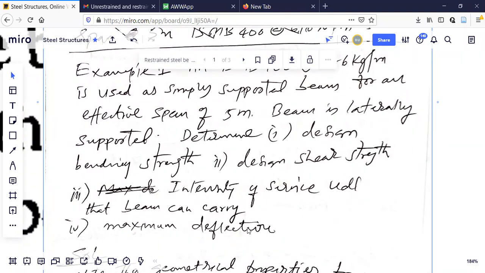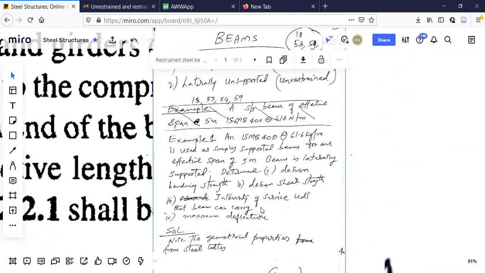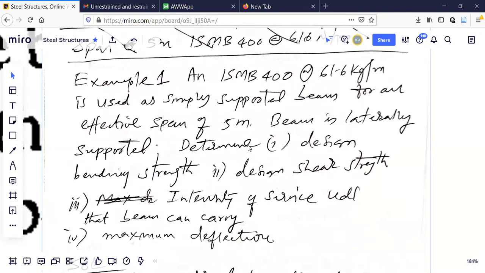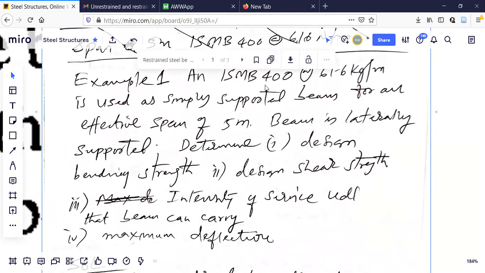I'll not go into the details of deflection, which is not required, but that formula you'll be knowing: 5wl^4 by 384EI, that formula is there. I'll show that one. What is done here is, they have given you the span and they say it is simply supported, and the cross section, that is ISMB 400 steel section, is given to you. The span is given to you. How much bending moment can it resist, which is nothing but the design bending strength.